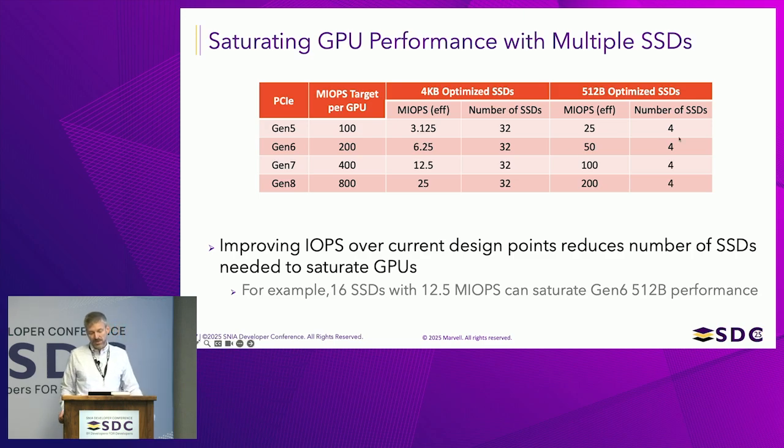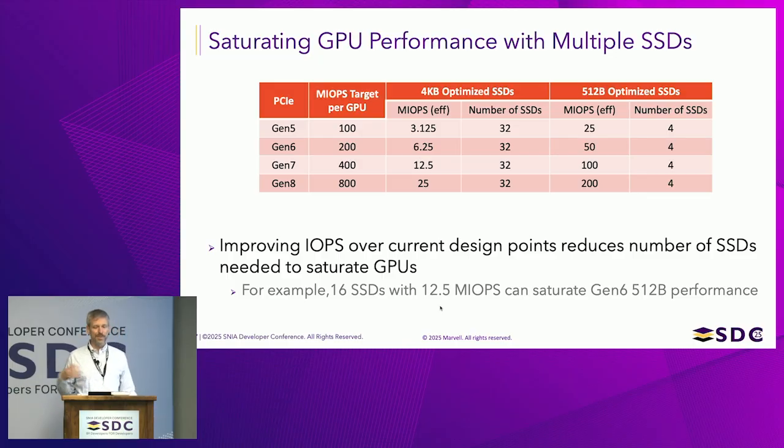However, if you were able to build one high IOPS drive that achieves 50 million IOPS, as shown here, you can do that with just 4 SSDs, and the 4 SSDs fill this one PCIe slot that has 16 lanes. Of course, you can also try to do something in between. Let's say someone builds 12.5 million IOPS drives, you just need 16 SSDs to saturate the performance from a GPU perspective. And that's really the challenge now, to find the right trade-off.